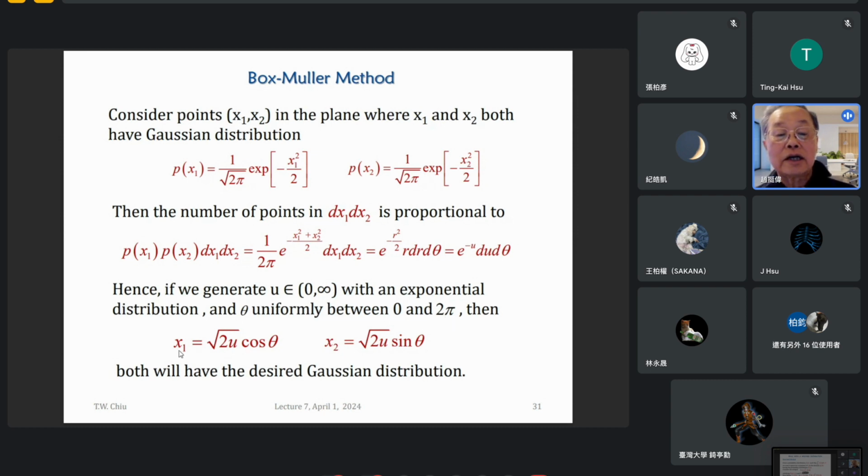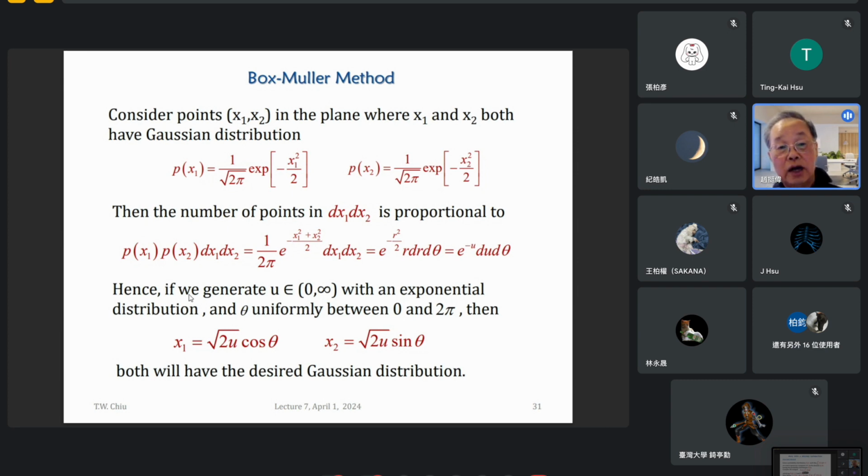Then I get x1, because there is a transformation between u and theta, or r and theta. So x1 is r cosine theta, and x2 is r sine theta. Since r squared over 2 is equal to u, that means r is the square root of 2u. So once I can obtain u with the exponential distribution, and theta with a uniform distribution between 0 and 2 pi, I use this formula to compute x1. The x1 will obey the Gaussian distribution.